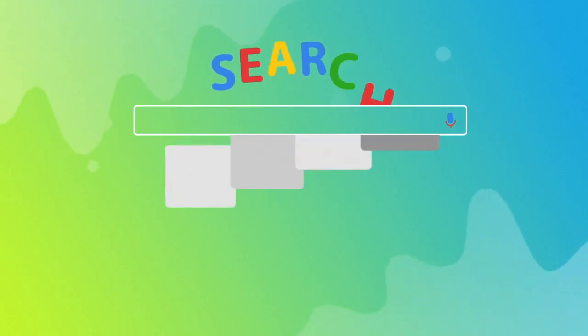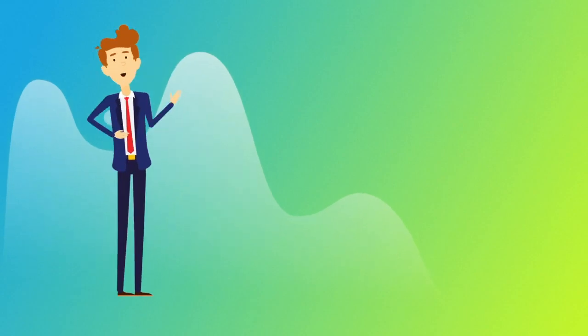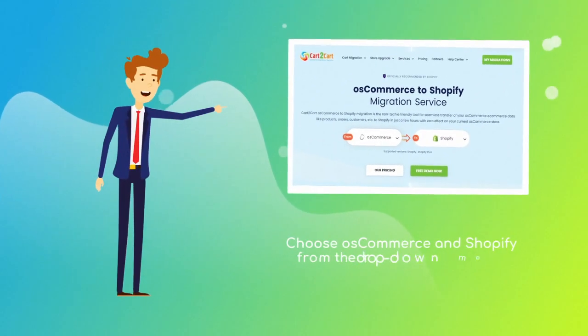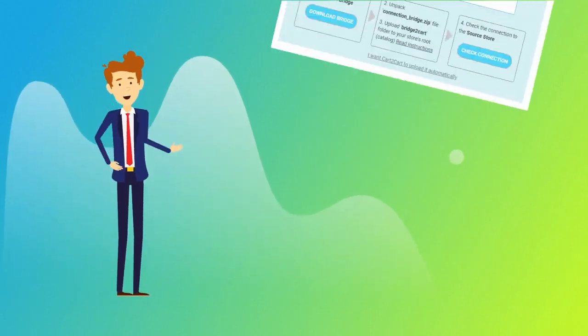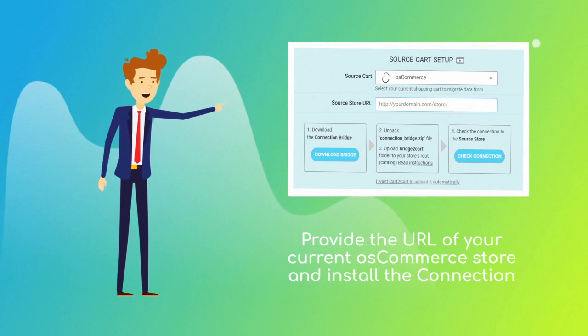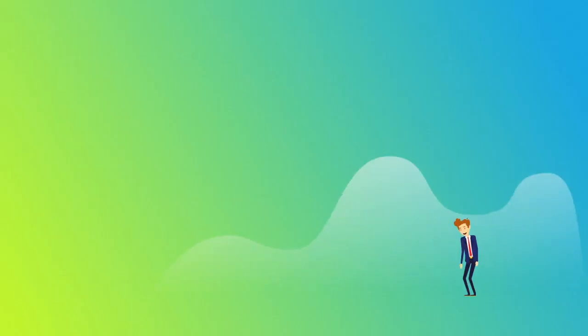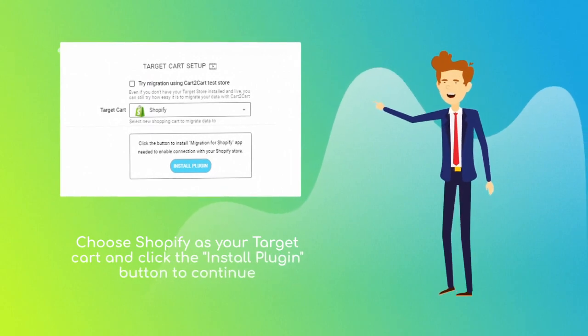So to start your migration setup, go to shoppingcartmigration.com. Choose osCommerce and Shopify platforms from the drop-down menu and click Start Free Demo. When done, provide the URL of your current osCommerce store and go ahead to install the connection bridge. Next, set Shopify as your target cart and click the Install Plugin button.